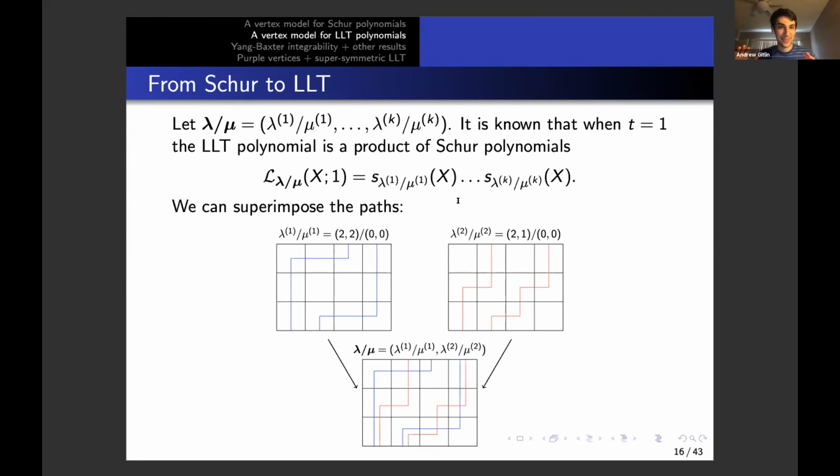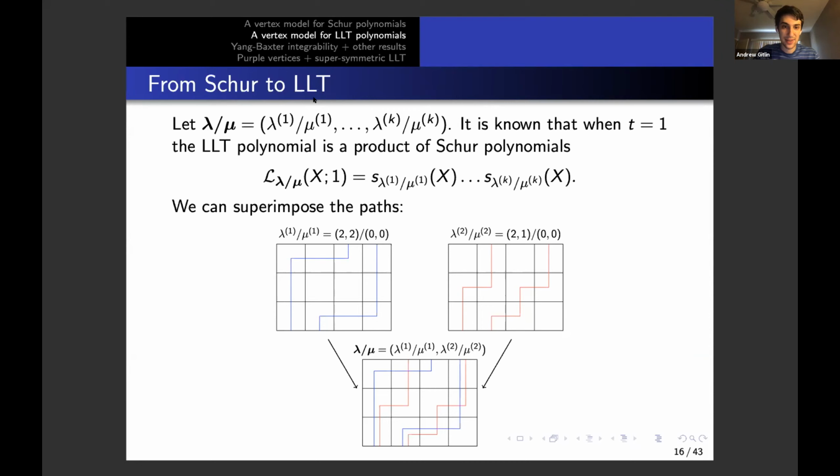Okay, so now that you know what an LLT polynomial is, let's try to construct a vertex model for them. So the idea is that LLT polynomials generalize Schur polynomials in the sense that if I ignore the powers of t, if I set t equals 1, the LLT polynomial is just going to be a product of the Schur polynomials. And in terms of the vertex model, what that means is that if I have a configuration for each of the skew partitions individually, and I superimpose them, then I get a vertex model for the LLT polynomial if I ignore the powers of t.